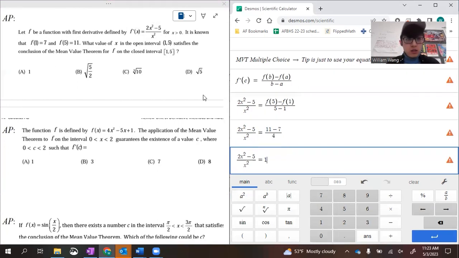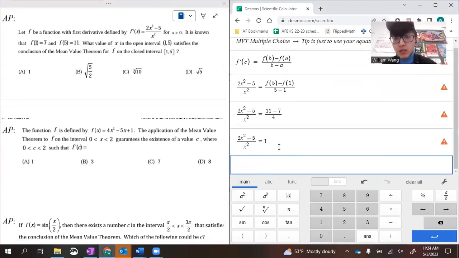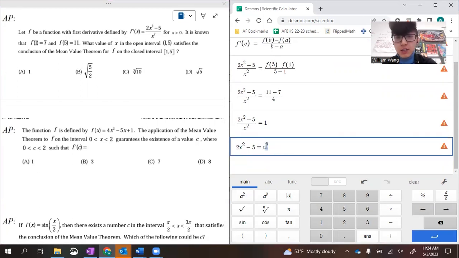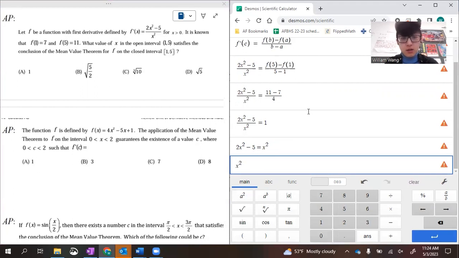All right. They asked me what value of x on the open interval satisfies the conclusion of the mean value theorem. So I'm just going to solve for x. To solve for x, I'm going to multiply both sides by x squared. So then I'm left with 2x squared minus 5 is equal to x squared. Cool. I'm going to move everything to one side. So I'm going to subtract x squared on both sides. So it's going to be x squared minus 5 is equal to 0.